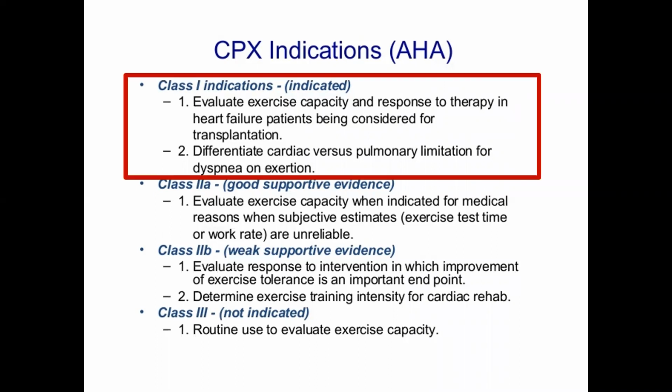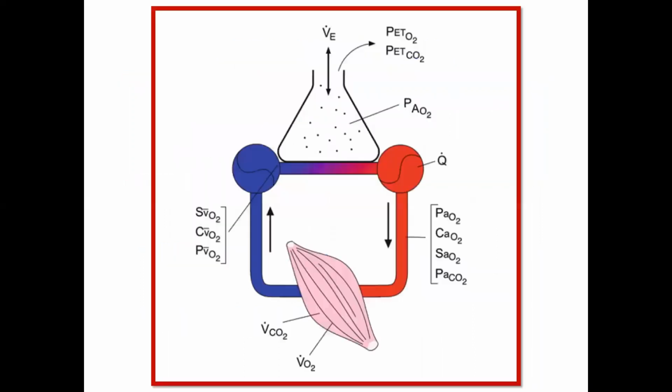But suffice it to say that there are 2 major class 1 indications by the American Heart Association. First is to evaluate exercise capacity and response to therapy in heart failure patients. So whether you put them on a heart failure medication and you want to assess response, or you want to consider them for heart transplantation due to worsening symptoms, that's a class 1 indication. And the second and only other class 1 indication is for evaluation of unexplained dyspnea. So a cause of shortness of breath that you're unable to home in on with your initial testing, you would order a cardiopulmonary exercise test.